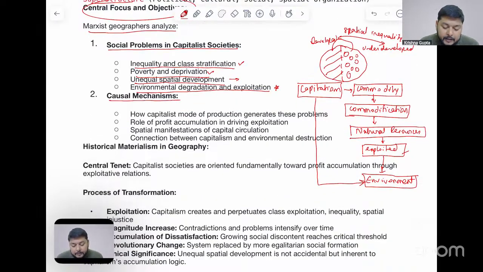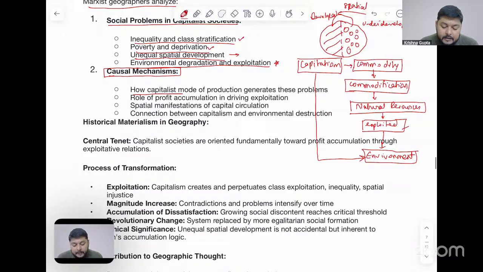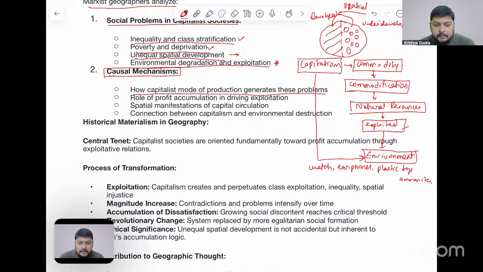Then the causal mechanism, which is taken under Marxist geography. How does the capitalist mode of production generate this problem? We can understand this here. We can take up the example of a watch, we can take up the example of earphones, we can take up the example of certain plastic material or plastic toys, or amenities that are not sustainable, very cheap. The same thing, if you go for the metal part, it will be 500. But if you go for the plastic, it is 50 or 100 rupees. But is it really important? Is it really needed? That is the question here.